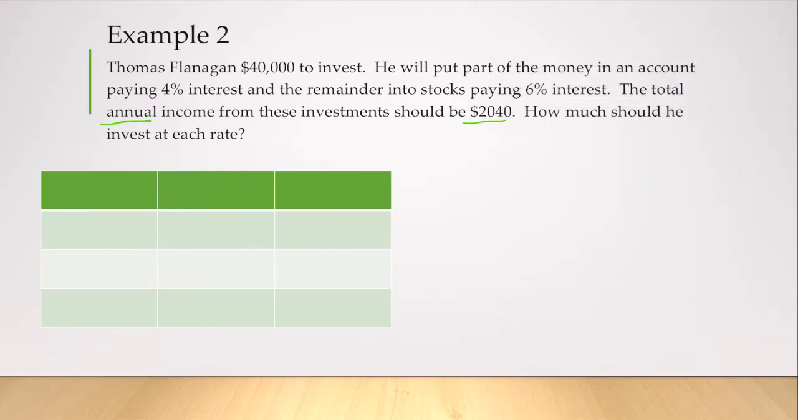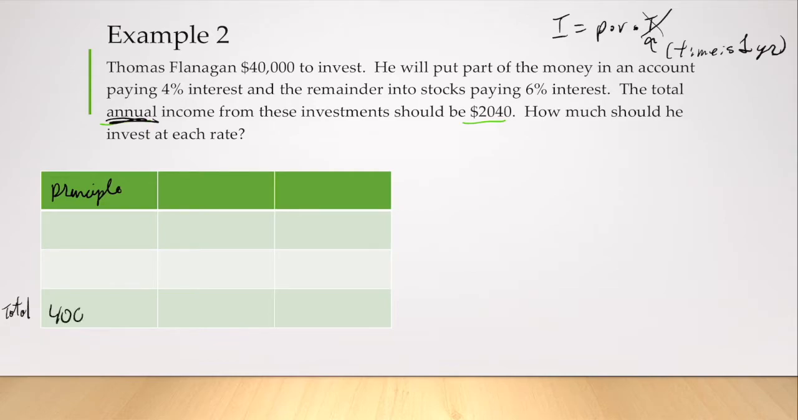So a couple key factors. Remember that interest equals principal times rate times time, where time is in years. But in this case, because our time is 1 year, annual, every year, we can kind of ignore that part. So I've got my principal. We're going to use a table to help us organize our information. I have a total of $40,000.